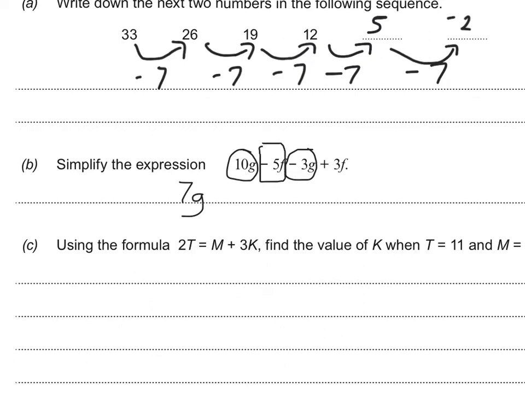So I've got negative 5f plus 3 lots of f. So negative 5 lots of something plus 3 lots of something leaves me with negative 2 lots of something. So the answer there, simplifying that expression, is 7g take away 2f.